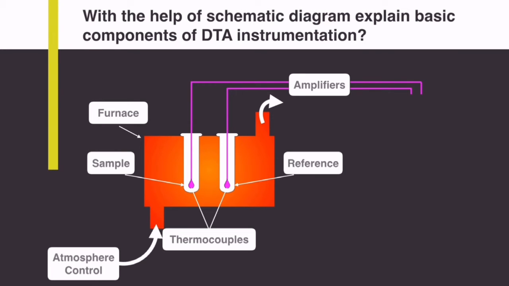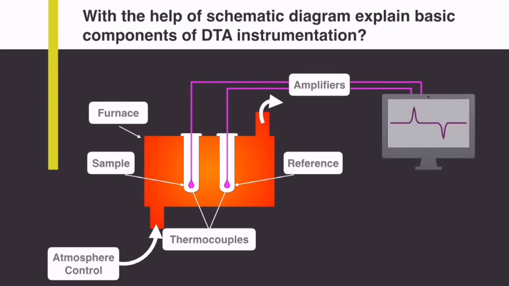A 2-point recorder records both the temperature difference and reference material temperature as a function of time or temperature reference on the axis. A recorder will give a graph, which on analysis we can use for quantitative analysis, and from the graph we can decide whether it is a physical or chemical change.